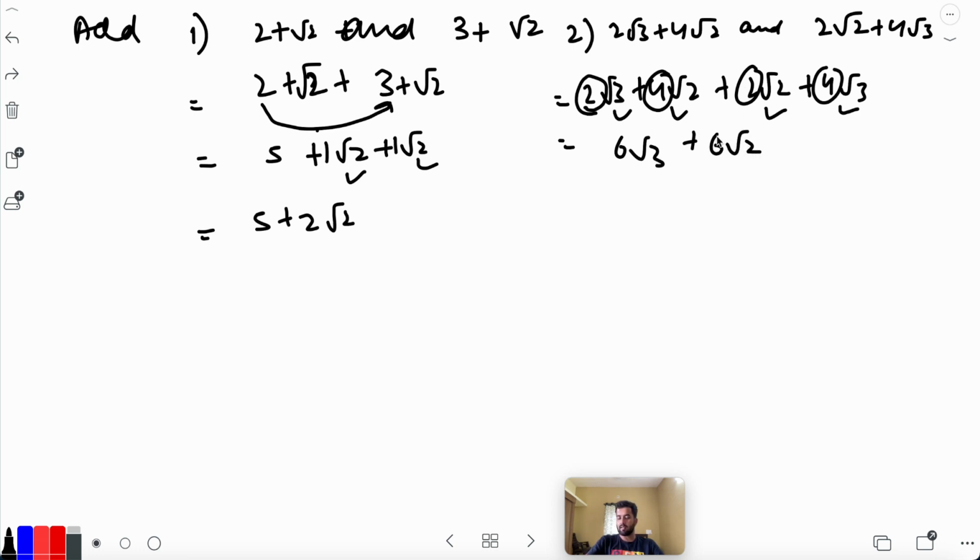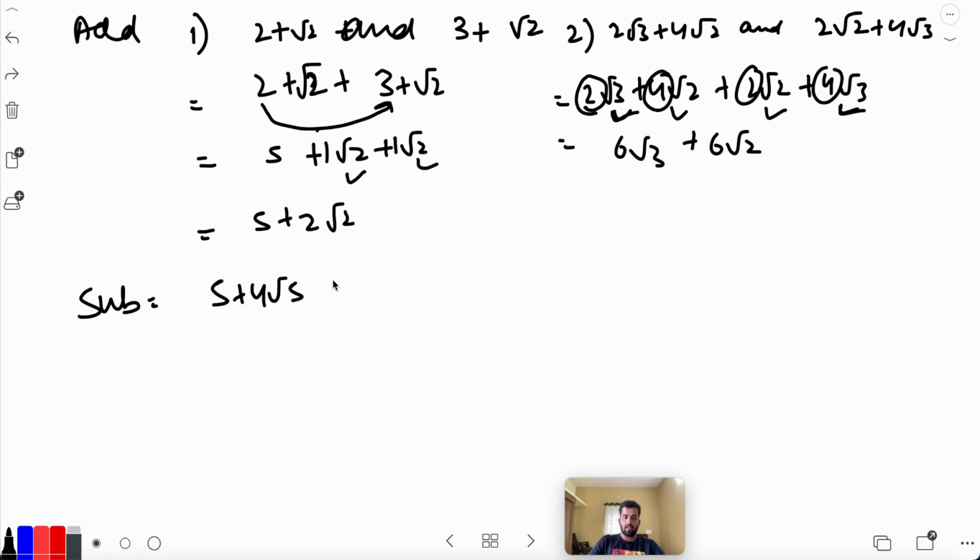That is the answer. So in this way, whichever is equal, like root 3 was there and root 3 is here, so they added both. You have to just add in this way, whichever is the same, add like that. Is it okay?